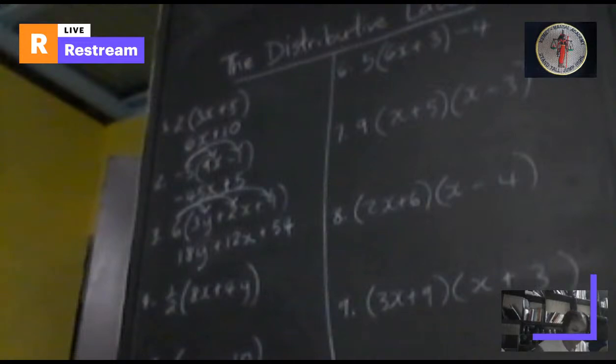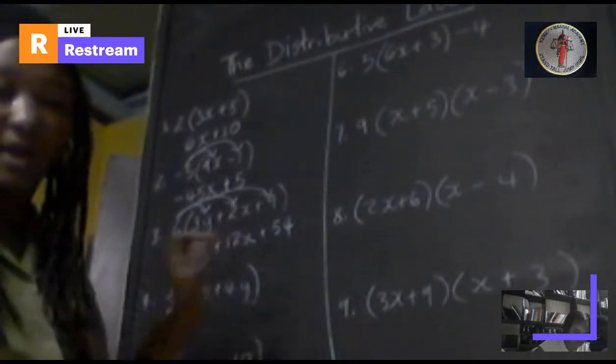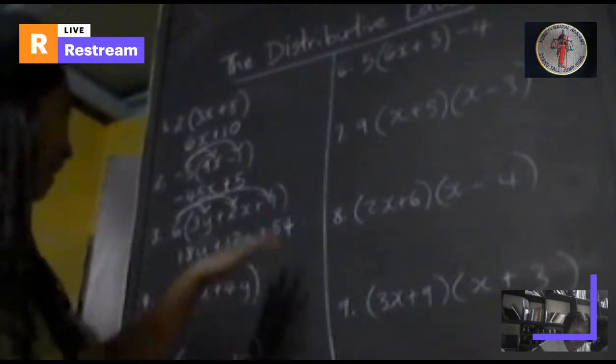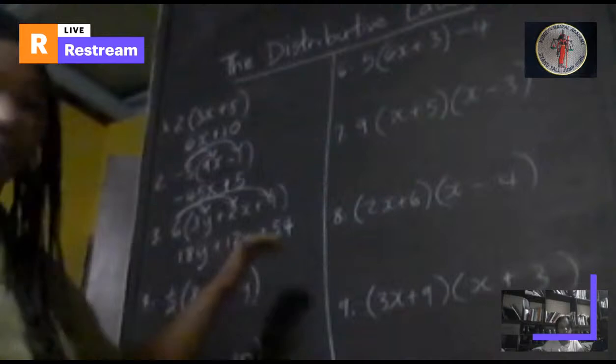We can't simplify them because we can't add an x to a y. They are different terms. We can't add 54 to an x or to a y. They are all different terms.